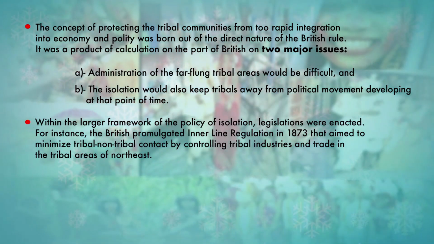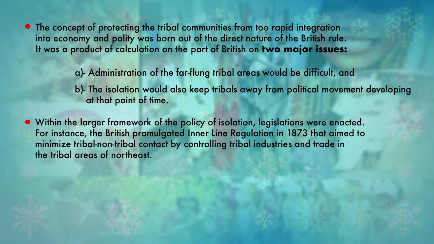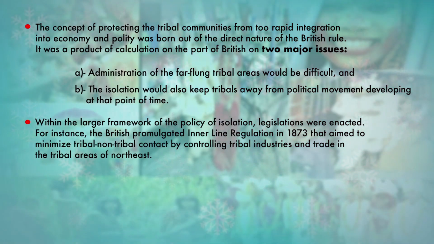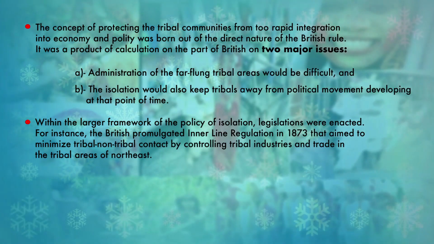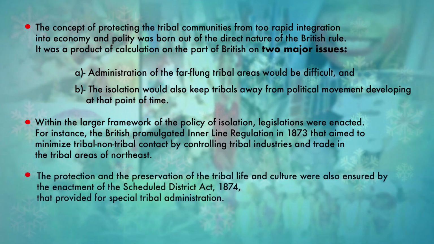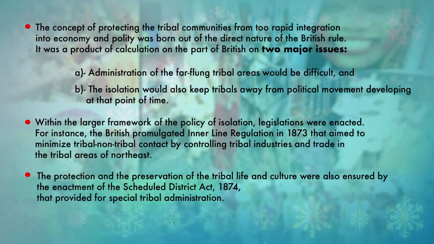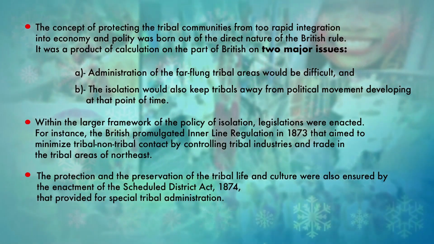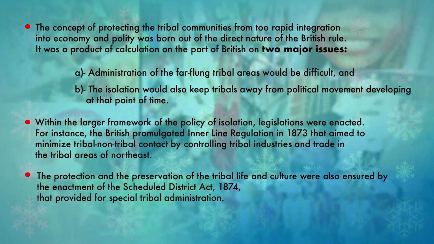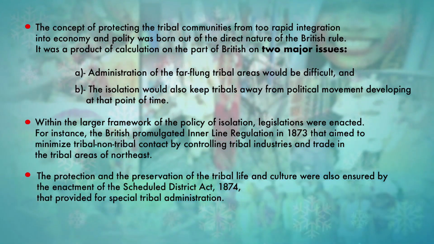Within the larger framework of the policy of isolation, legislations were enacted. The British promulgated the Inner Line Regulation in the year 1873 that aimed to minimize tribal, non-tribal contact by controlling tribal industries and trade in the tribal areas of the Northeast. The protection and the preservation of tribal life and culture were also ensured by the enactment of the Scheduled District Act in the year 1874 that provided for special tribal administration.